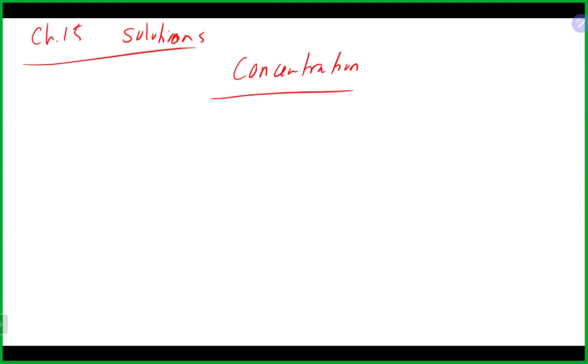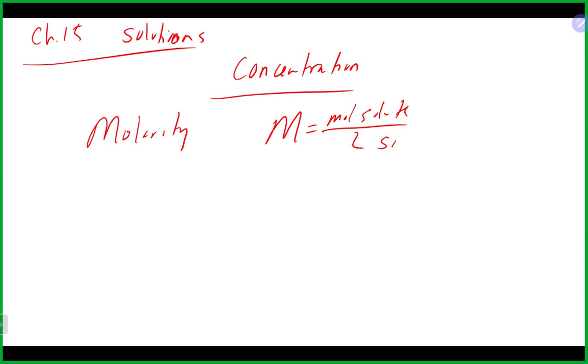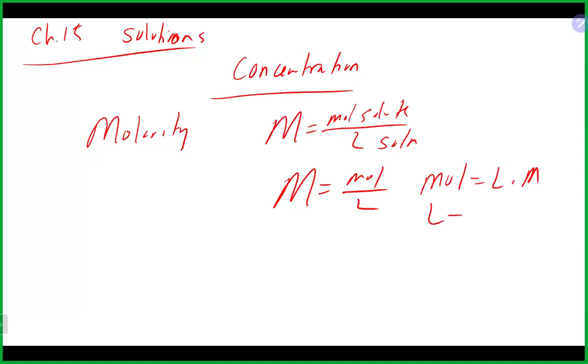But again, one of the most common concentration units that we use is molarity. Molarity is abbreviated with the big M, and it stands for moles of solute divided by liters of solution, or more commonly, just moles divided by liters. Remember, this is like a formula. We use it to solve for one of those three things. So if you want moles, it is liters times molarity. If you want liters, it is moles divided by the molarity.